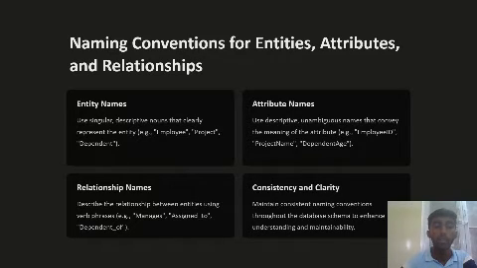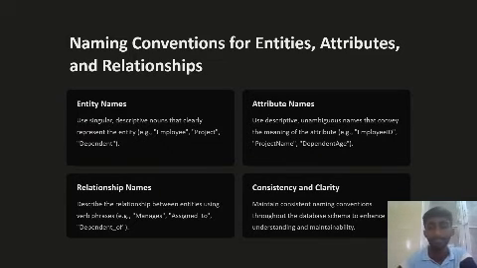Relationship names. Describe the relationship between the entities using a verb phrase. For example, assigned to, dependent of. Consistency and clarity. Maintain consistent naming conventions throughout the database schema to enhance understanding and maintainability.